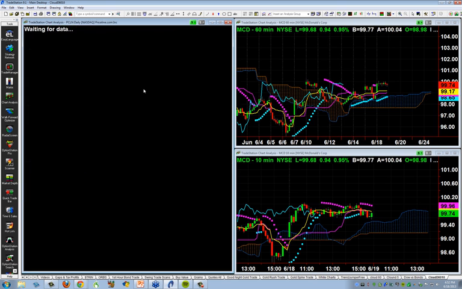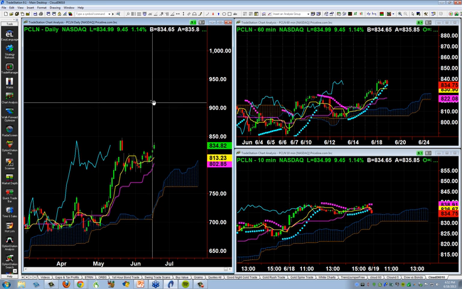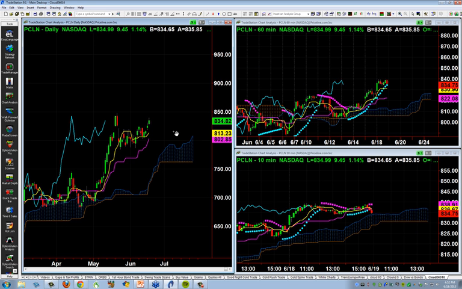PCLN, price line looks great. Up move here. 60-minute looks good. 10-minute Priceline looks phenomenal. It's going to go through 850.